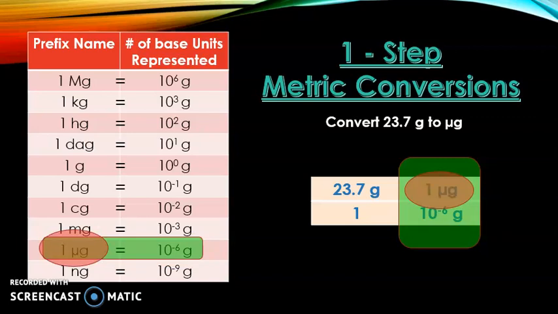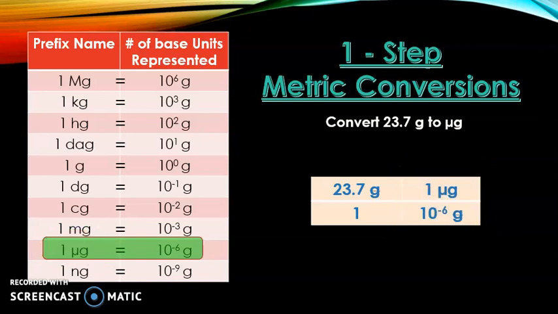Now I have everything set up, and I can cross off like terms. So I have grams that are exactly the same from the top to the bottom of my fraction. You can go ahead and cancel them out. That leaves you with nothing left over except for the unit of microgram at the top. And I know that I'm done my conversion when microgram is on the top last box, because that's what my problem wanted you to convert into. Now you're ready to go into the math.